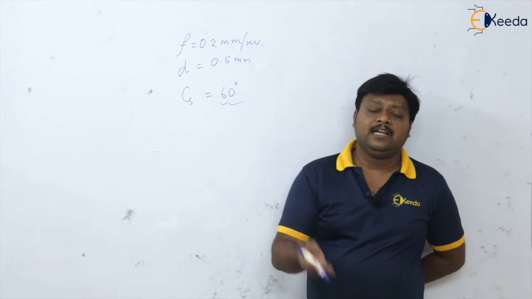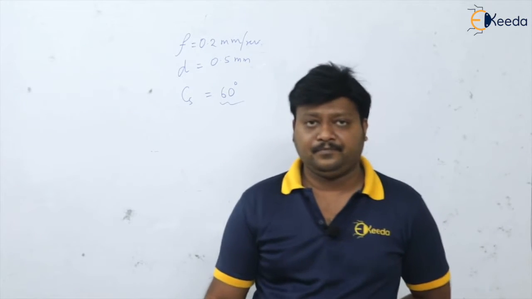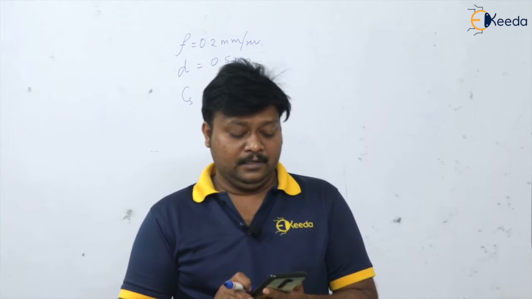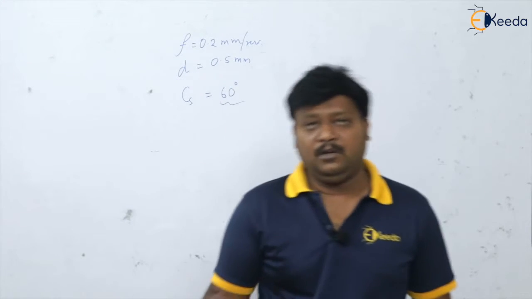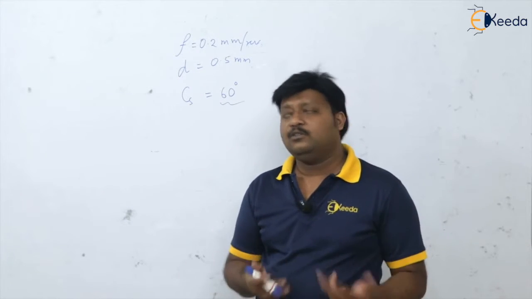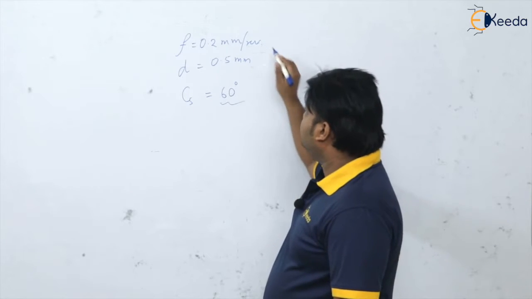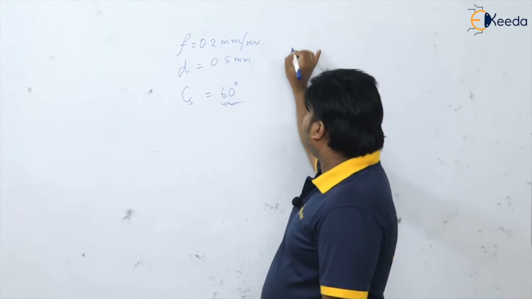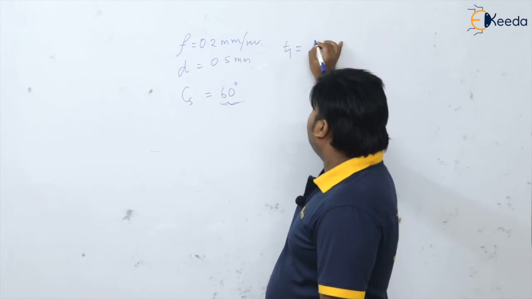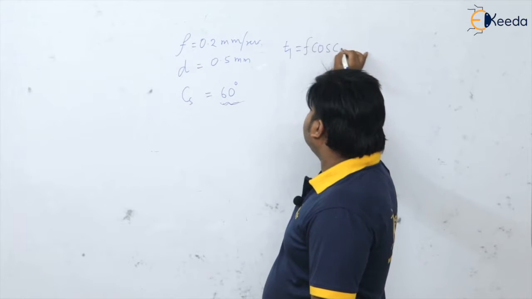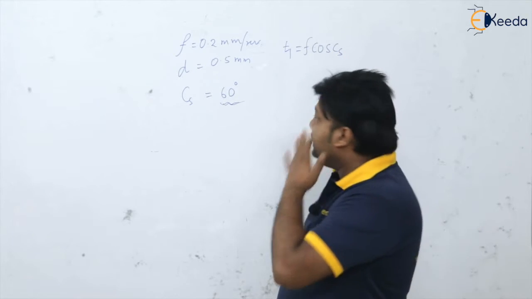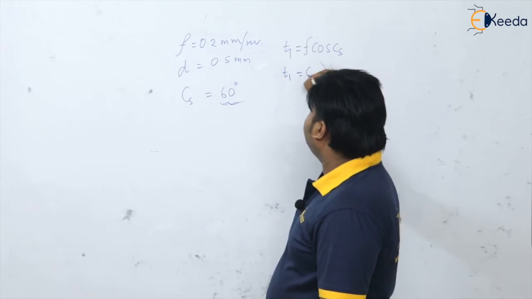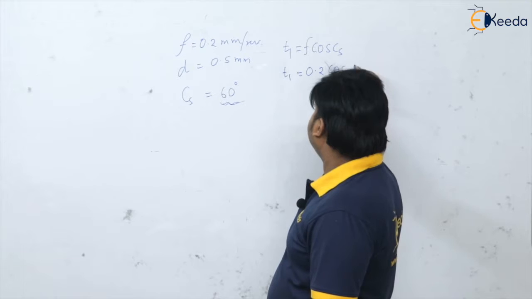And see here, they are asking the uncut chip thickness, isn't it? And you know how to convert this oblique cutting into orthogonal cutting. So if this is the oblique cutting operation, CS is given, you know how to convert into orthogonal. You know T1 is equal to what? F cos CS in case of the turning operation, isn't it? So uncut chip thickness T1 will be F, 0.2, into cos of 60 degree.